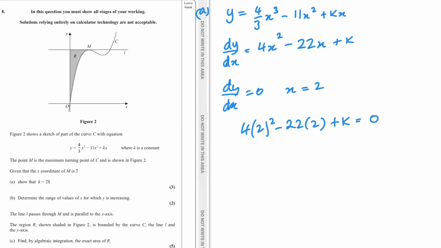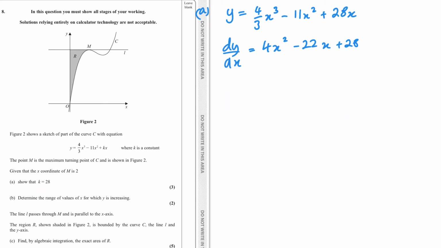So 2 squared is 4, so 16 minus 44 plus k equals 0. So k is going to be equal to 28. And that is exactly what we needed to show. So replacing k with 28, I get my y value and my dy by dx here.